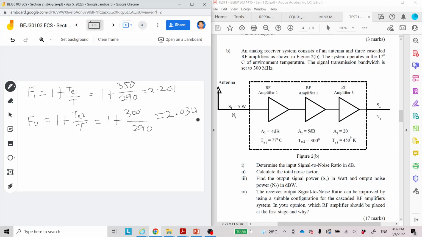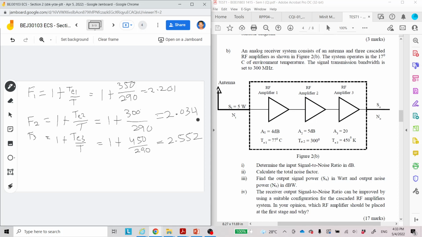And then F3 is equal to 1 plus TE3. This is equal to 1 plus 450 Kelvin divided with 290 Kelvin. So you get 2.552. You can try with the calculator. And then what? Find the total noise factor.